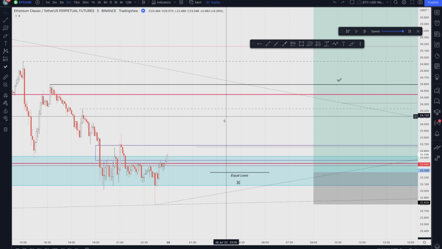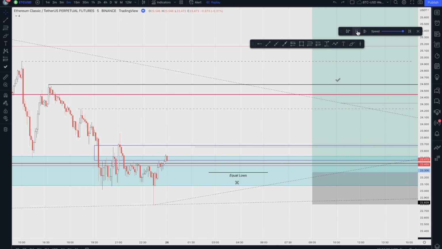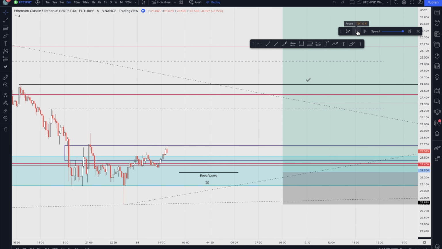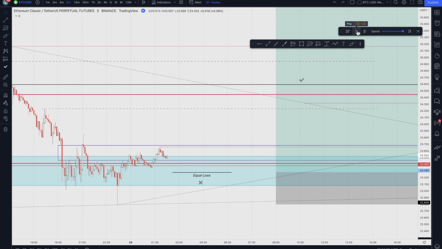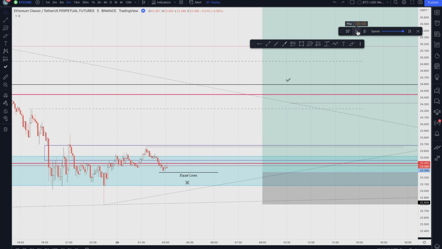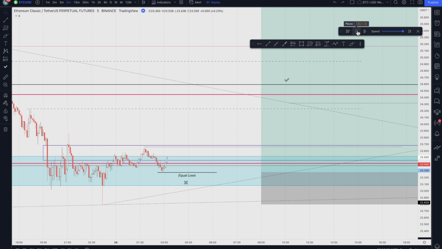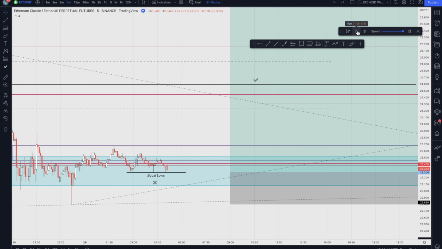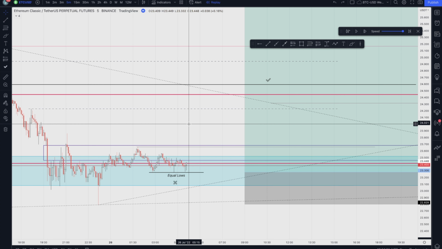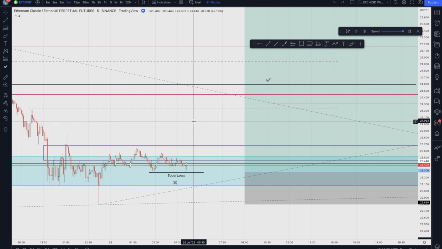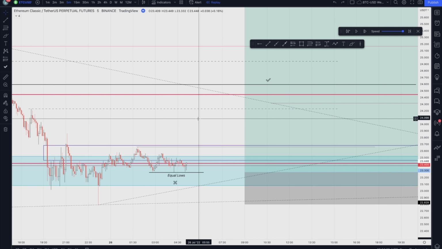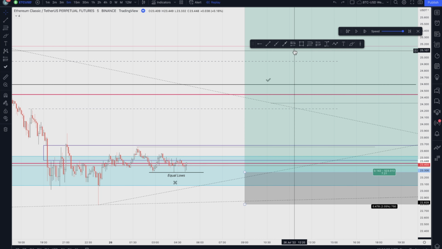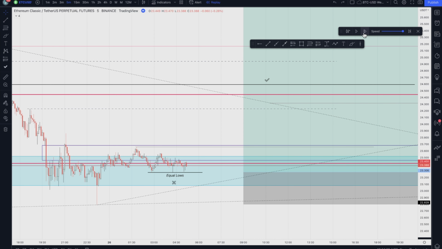So what do we have? Right? So we go up again and we come down. We create this low and then we come down again, right? And we create this low, right? So what are these? These are equal lows. What do we have under equal lows? Liquidity, right? We have liquidity. Okay, let's move ahead.